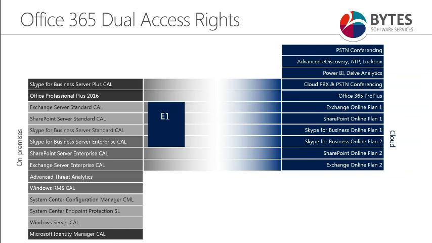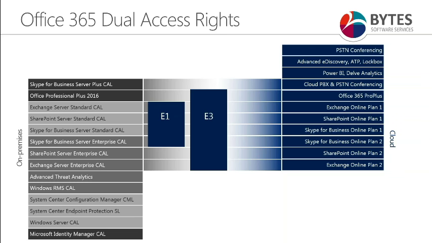So there's 3 Office 365 suites now. So Office 365 E1 gives you the standard functionality of Exchange Online Plan 1, SharePoint Online Plan 1, but it also includes Skype for Business Online Plan 2. We've got the Office 365 E3 suite, which includes the enterprise functionality for Skype for Business, SharePoint and Exchange Online, but also includes the Office 365 Pro Plus client.